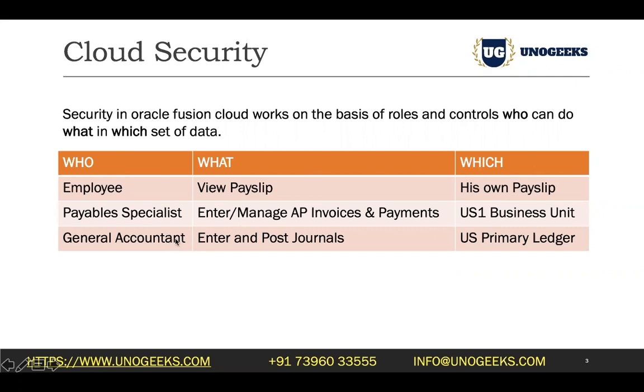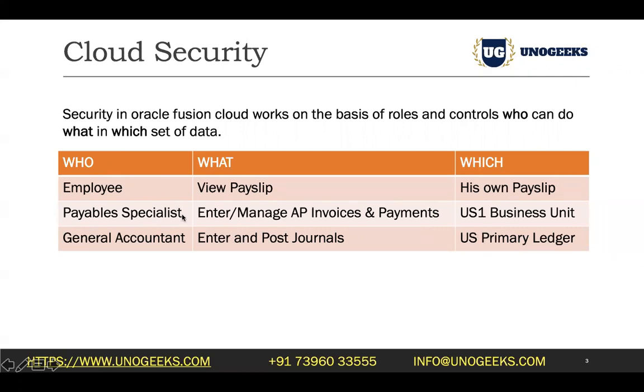So for example, if you take the general accountant, he should be able to enter and post journals, and only in a ledger that he has got access to. You could control the who part, the what part, and the which part as well. So you could assign the general accountant role to the user, but until you give him access to it, he wouldn't be able to do anything in that.